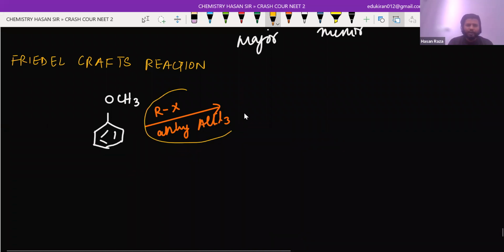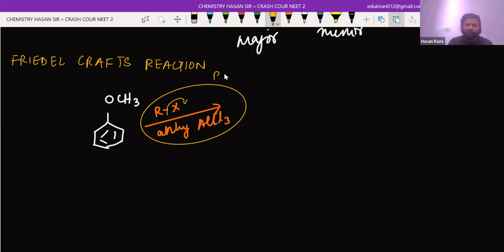See what will happen here. Due to this reagent, the leaving group will go and generate an electrophile that is R plus. So this R plus will be attached at two positions because OCH3 is plus M. So it will be attacking at ortho and it will be attacking at para only.